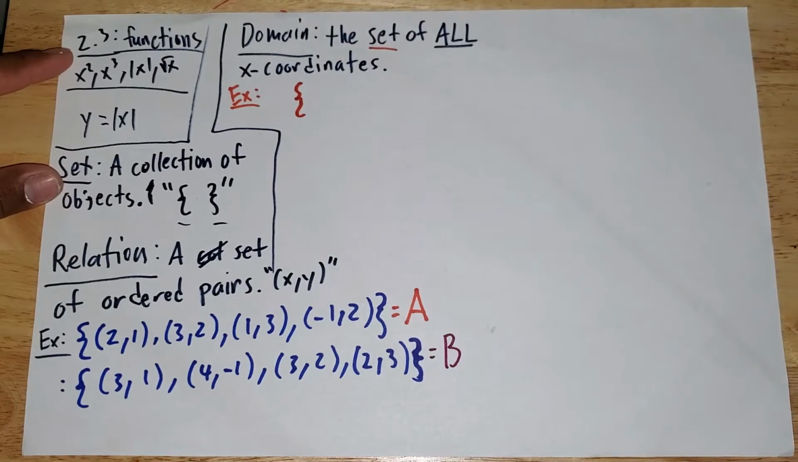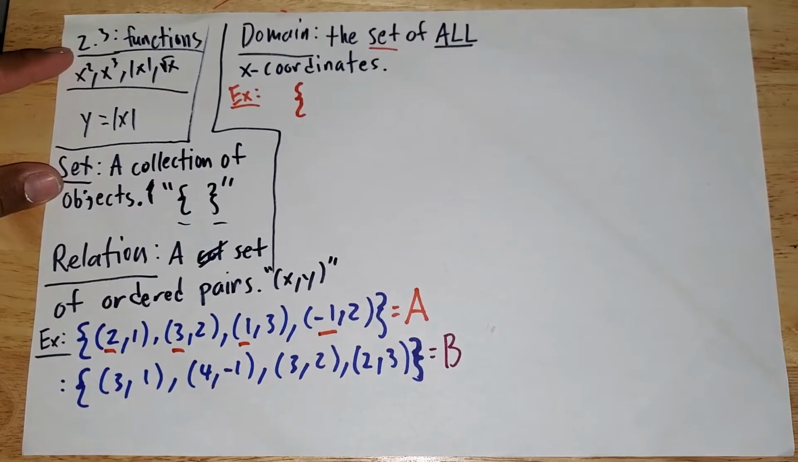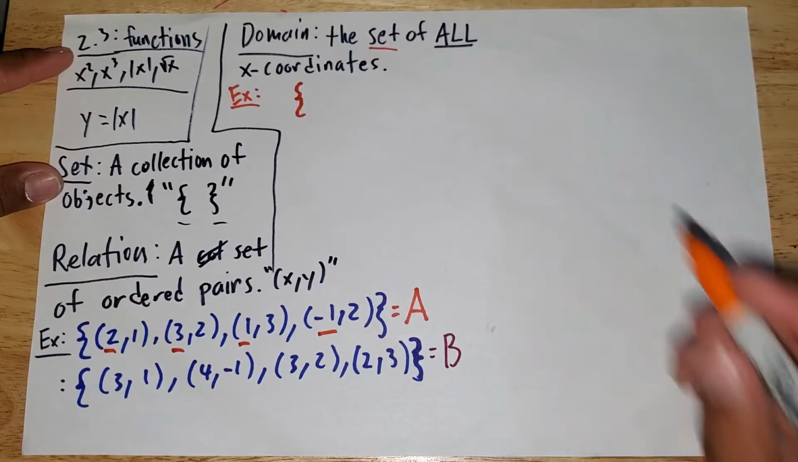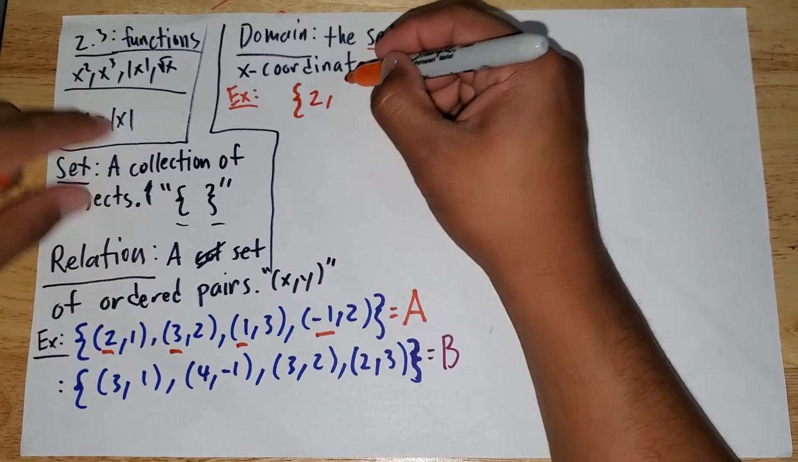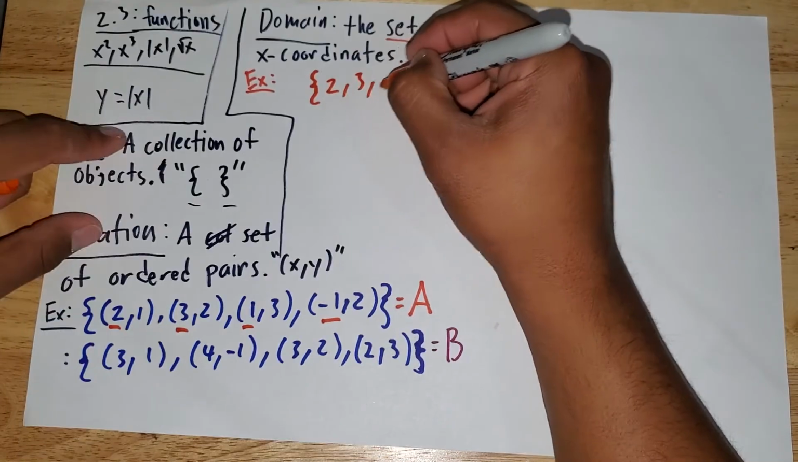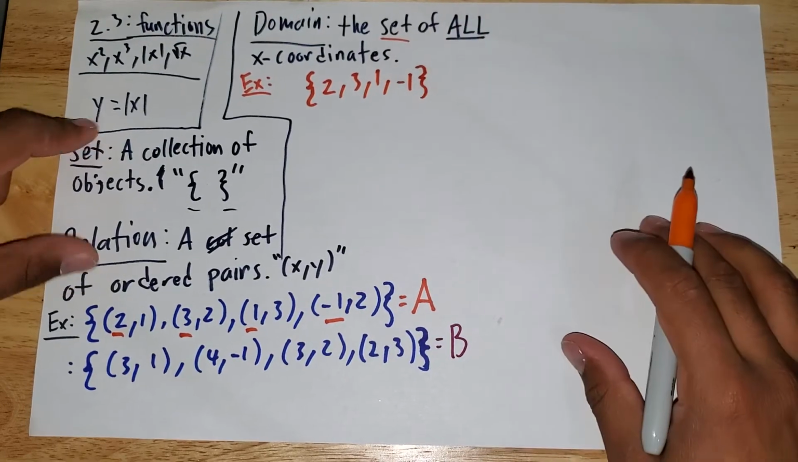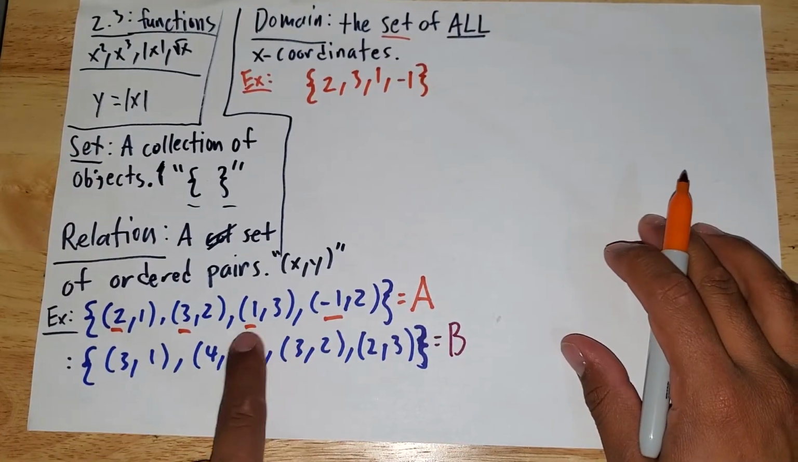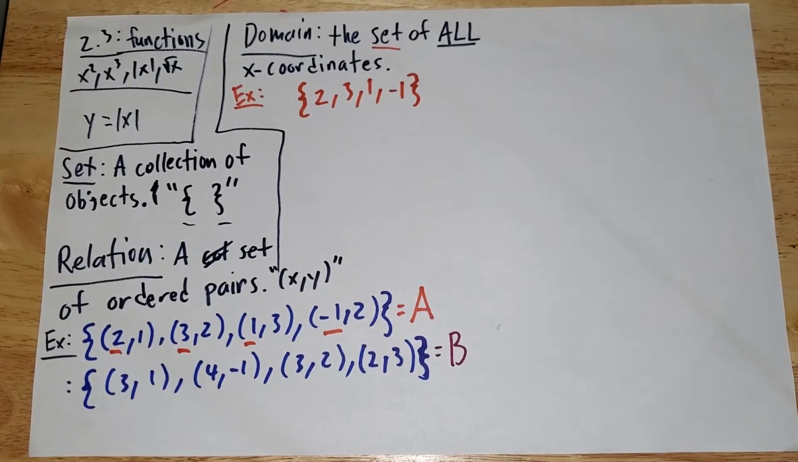You have to look at all the x coordinates of A and then list them out. It has a 2. It has 3. There's a 1. And there's a negative 1. I don't write these as ordered pairs because I'm just looking at that one number, that x coordinate. That would be the domain of A. It's just a set of all the x coordinates in A.